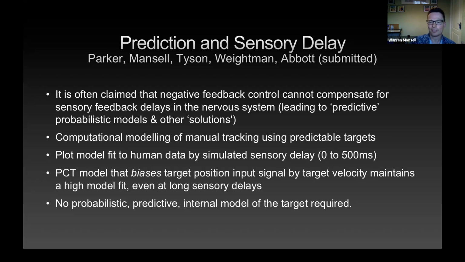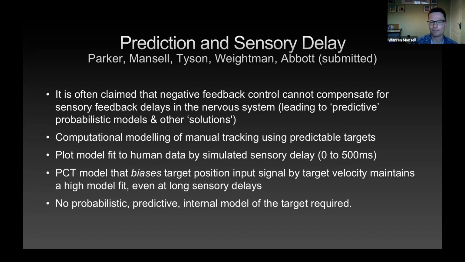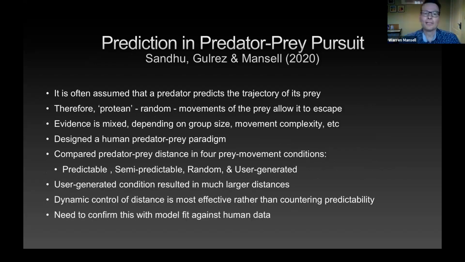And that doesn't require any form of probabilistic prediction or internal model of the target. All it requires is a model that's a bit deluded. It perceives position in a way that doesn't reflect reality, but actually reflects future reality because it's biasing it by the future. And that paper that Max has done is now in review, and we're really hoping it's going to be published very shortly.